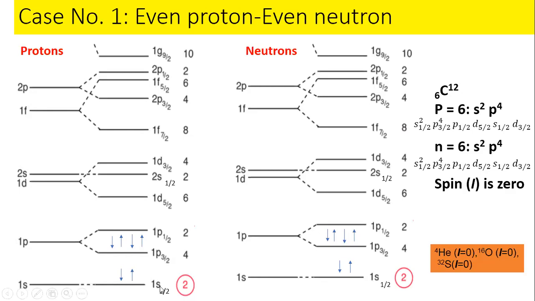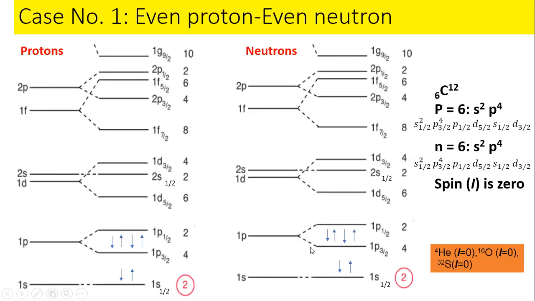Because the maximum capacity to hold the number of protons in s is 2, and the maximum capacity to hold the number of protons in p3/2 is 4, the same applies to the number of neutrons. So you just have a look: the building of the protons is the same as the building of neutrons in the energy levels.